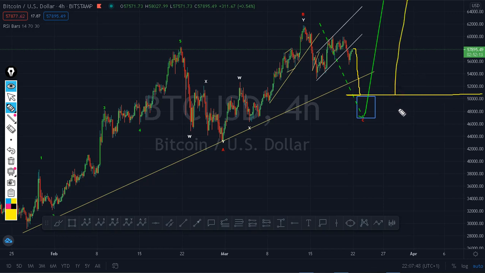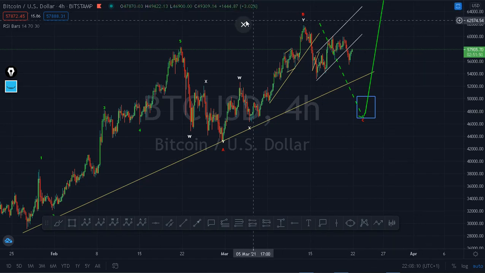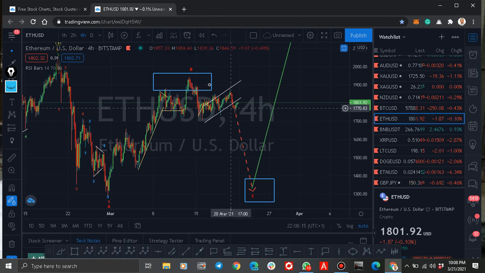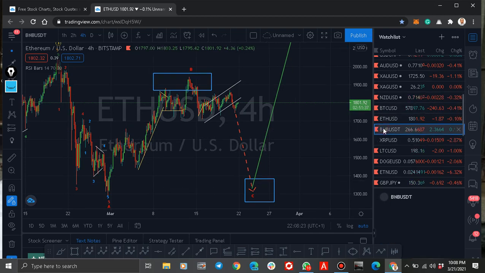maybe test 50,000 and go back. But for now, I want to see it come down to 48,000, 49,000, and so on. I'll give 46,000. So that's my own view. All right. Ethereum, the same idea. I want to see a drop, a big drop before I buy. So no need of showing the chart.